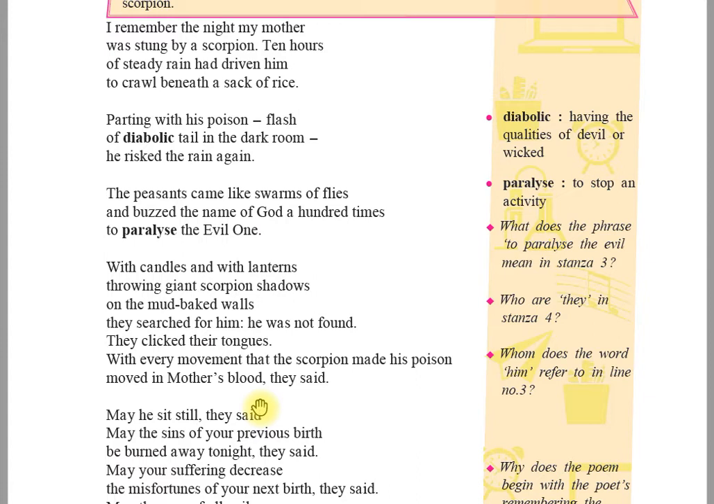So what the stanza tells us is that the farmers were searching for where the scorpion was, and it was their belief that as the scorpion keeps on moving, the poison in the mother's blood will also keep on moving. So they were praying that the scorpion remains at one particular place.